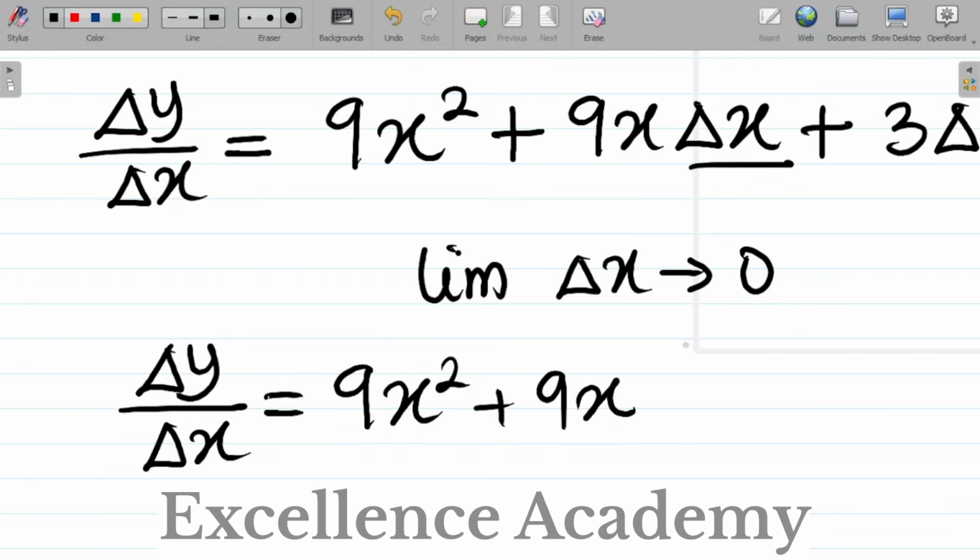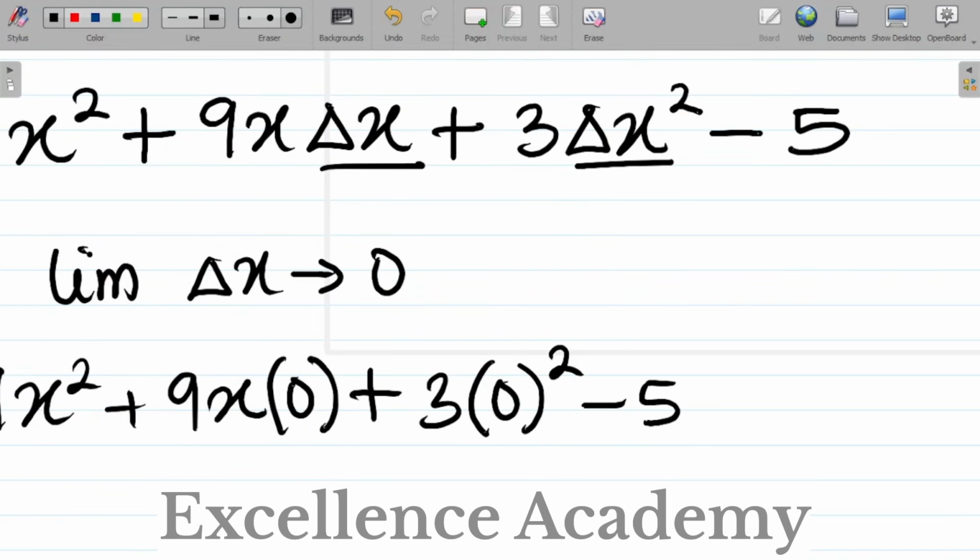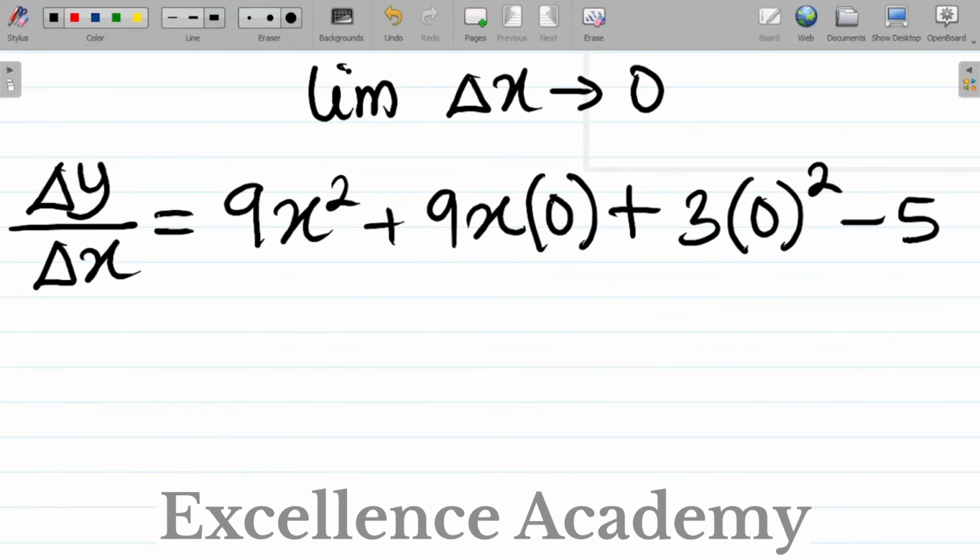You can see change in x here. That becomes 0 plus 3 into, you can see change in x squared. This one here, change in x is 0 all squared, then minus 5. So you have this. Let's work on this. What do you have there? You have change in y over change in x.